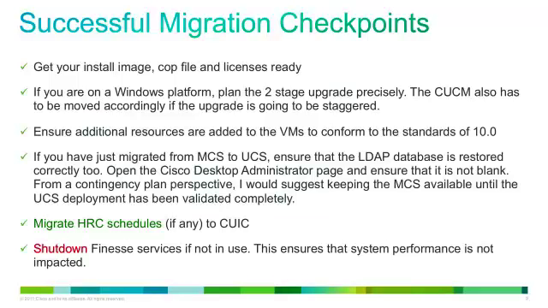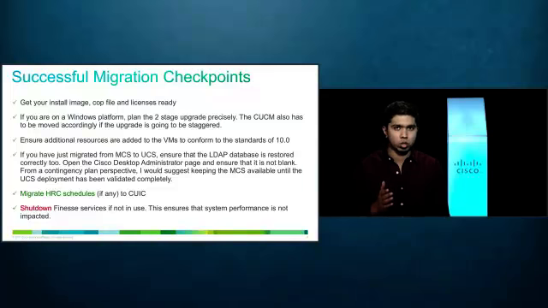Right? And then just a word of advice: do not decommission your MCS server unless the UCS is completely validated and you're sure it's going into production. Because sometimes, in worst case scenarios, we manually migrate the LDAP database from the MCS to the UCS. So if you ever run into such situations, the MCS server will be very useful for us. And of course, lastly, migrate all your information from HRC to CUIC, like schedules and your custom reporting.